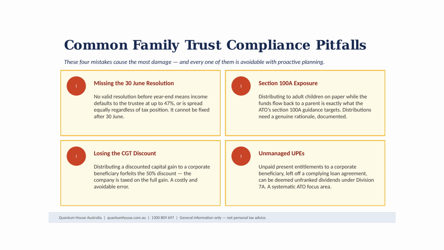Pitfall 3. Losing the CGT discount. Distributing a discounted capital gain to a corporate beneficiary throws away the 50% discount. The company is taxed on the full gain. Entirely avoidable. And pitfall 4. Unmanaged UPEs. Unpaid present entitlements to a corporate beneficiary, left off a complying loan agreement, can be deemed unfranked dividends under Division 7A, a systematic ATO focus area. The common thread across all four is that they are avoidable, but only with proactive planning before year-end.